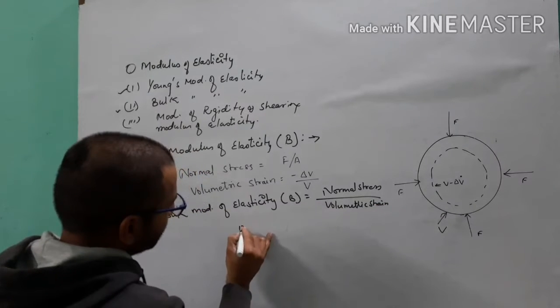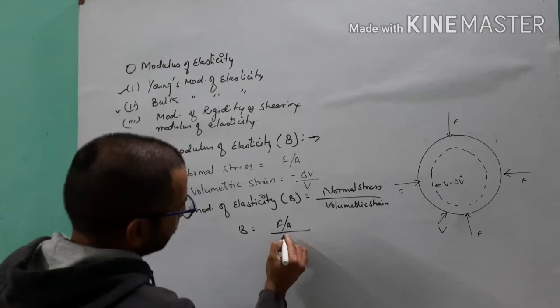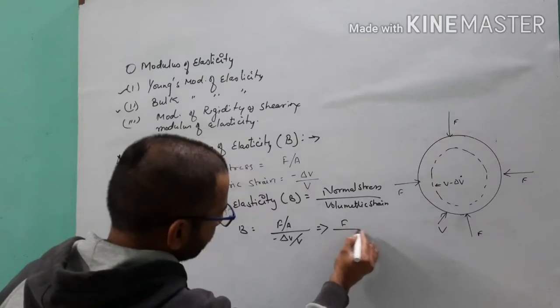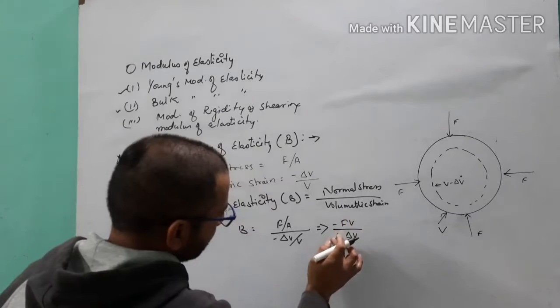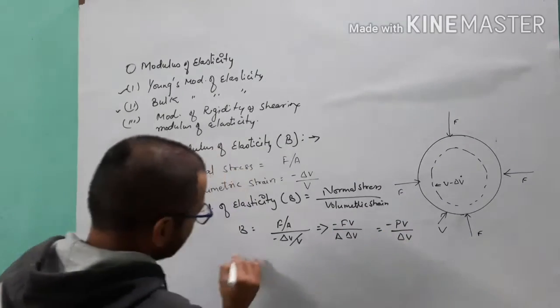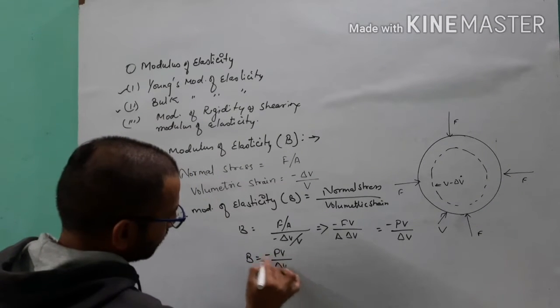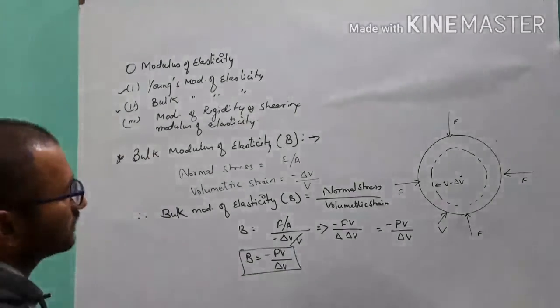Point clear? So B is equal to force over area into volumetric strain, delta V over V, with a negative sign. So you may write this relation as F over A into V over delta V with a negative sign. F over A is equal to minus P, so B is equal to minus PV over delta V. This is your bulk modulus of elasticity.